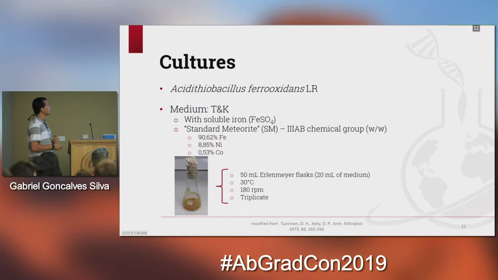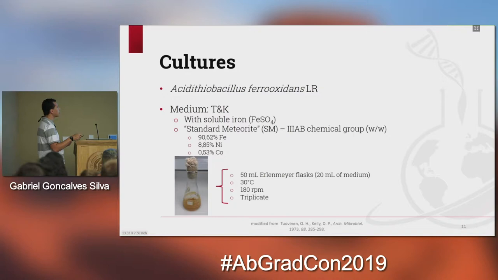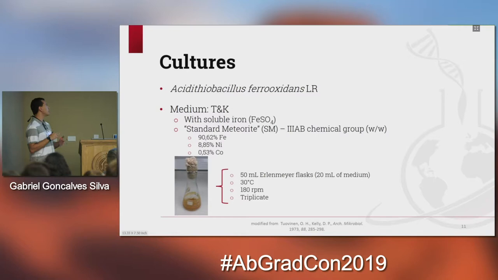To do this, we used Acidithiobacillus ferrooxidans, a strain called LR, isolated from Brazil, in the classic medium for this microorganism with soluble iron in the form of iron 2 sulfate. And we developed what we call a standard meteorite. It's a medium that has a composition similar to the main group of iron meteorites, called IIIAB, with 9% of iron, almost 9% of nickel, and more or less 0.5% of cobalt. That's the main composition of this meteorite, and we have all these species soluble as sulfates. All the growth was in Erlenmeyer flasks, at 30 degrees Celsius, 100 RPM shaker, all in triplicate.